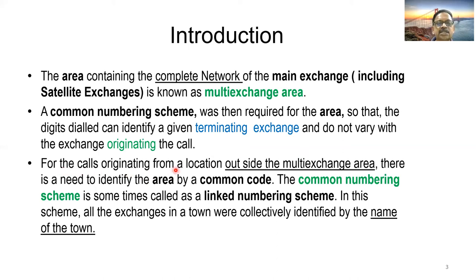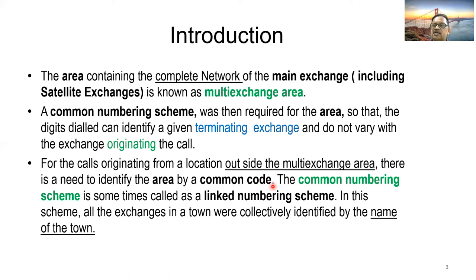For calls originating from a location outside the multi-exchange area, there is a need to identify the area by a common code. When somebody is making a call from outside, from outstation, we have to identify the main exchange and the satellite exchanges put together with a single common code, which in due course we call the STD code.